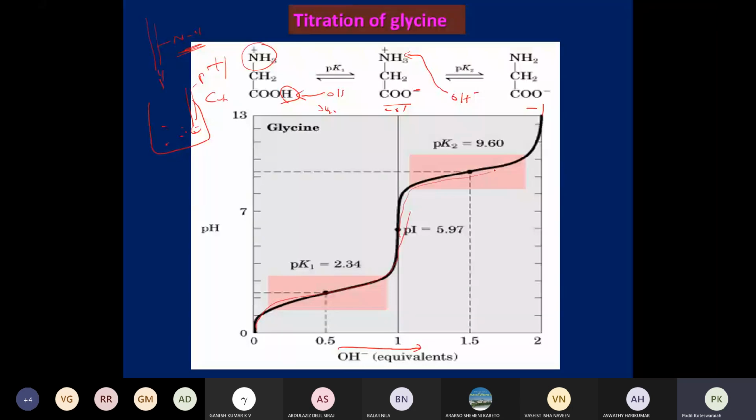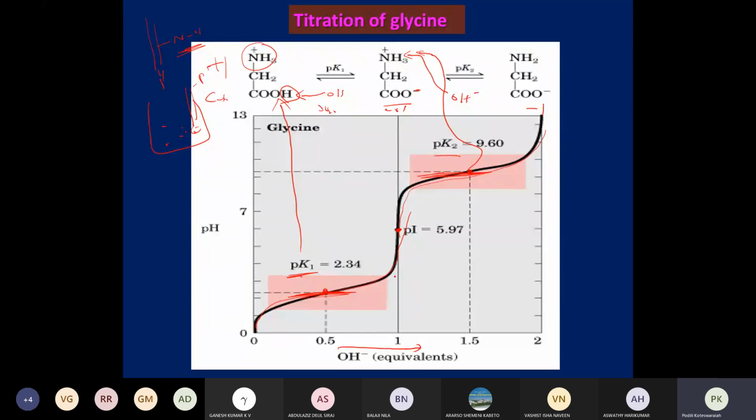And in this titration curve, we can see that there are flat zones here. This is one flat zone, and this is another flat zone, and the midpoint of the flat zone is nothing but the pK. The midpoint of the first flat zone is the pK1, which is due to the alpha carboxyl group, and the midpoint of the second flat zone is the pK2, which is because of the alpha amino group. And you can also see here the pI, in the sense where the net charge of the glycine is 0.